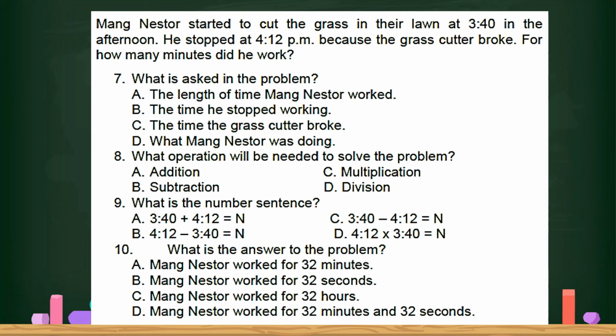Number 9. What is the number sentence? A. 340 plus 412 is equal to n. Letter B. 412 minus 340 is equal to n. Letter C. 340 minus 412 is equal to n. And letter D. 412 times 340 is equal to n.